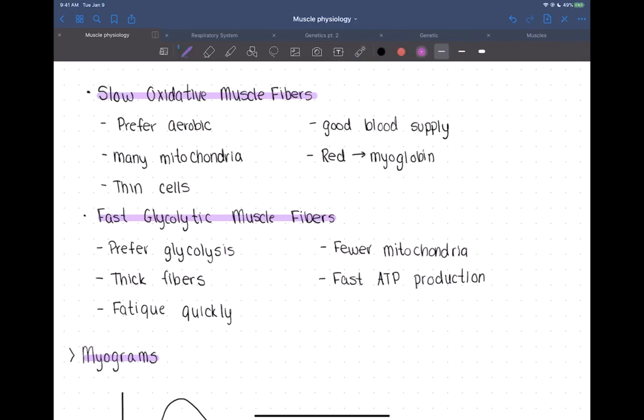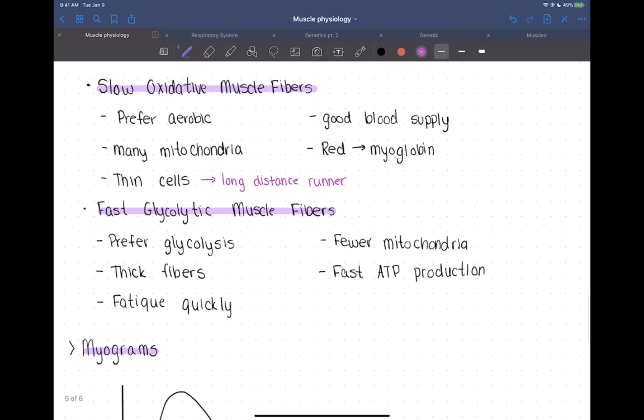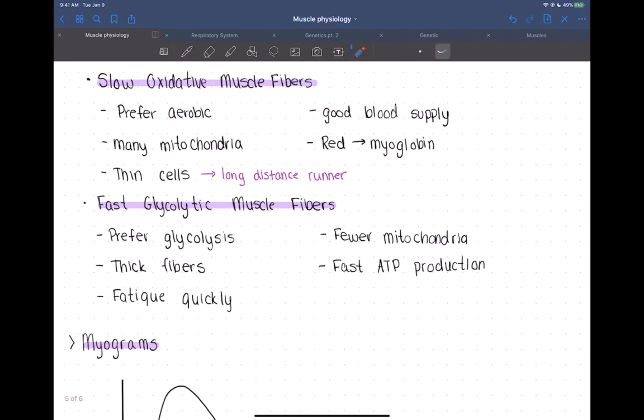This would be something like a long distance runner, or cross country runner. They would have a lot of slow oxidative muscle fibers, because they need to make ATP over a long period of time, and they use it a little more slowly, because they pace themselves to be able to travel that long distance.